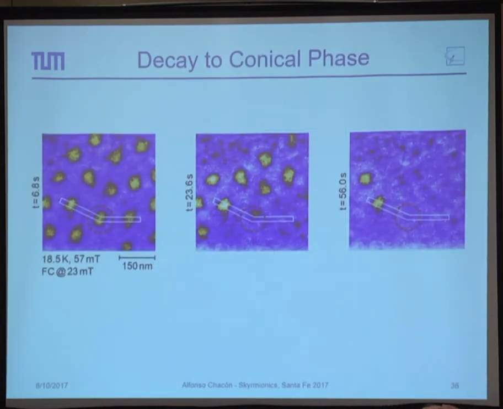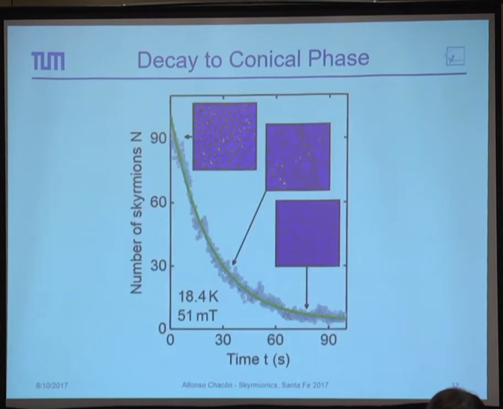And if we do the same thing going to higher fields, then you observe that this time there's no merging at all, but the skyrmions just shrink. The funny thing is, if you look at this red area, we observe that the skyrmion is not vanishing completely, but there is some remnant intensity there. And I will come back to that in just a moment.